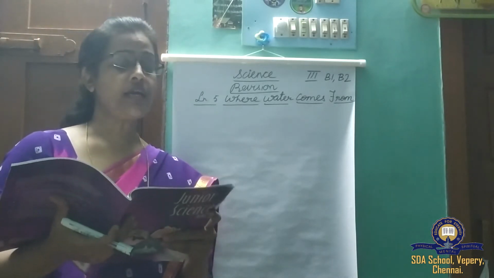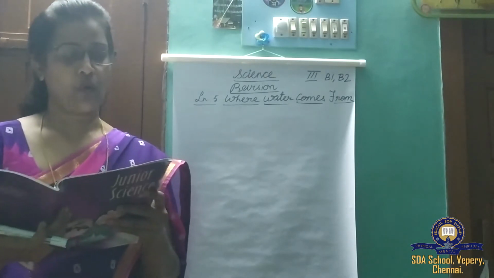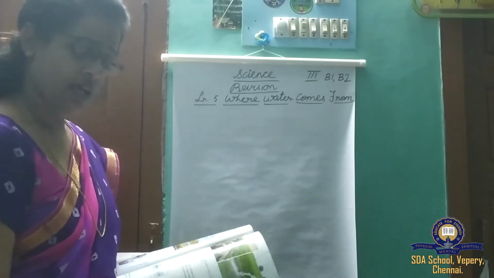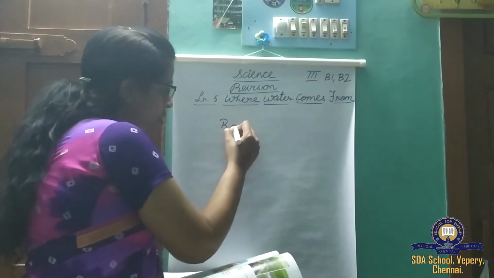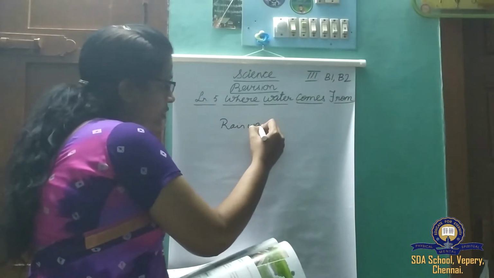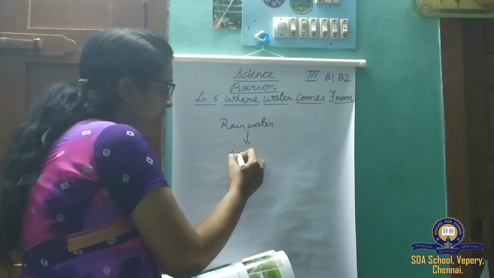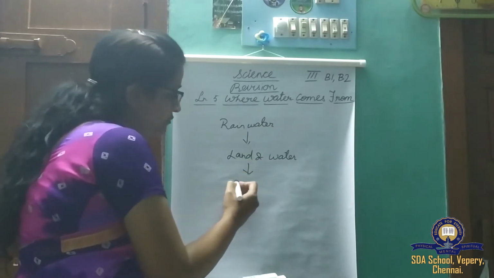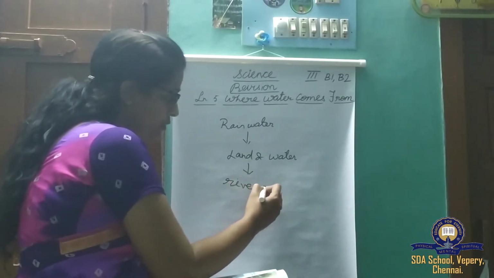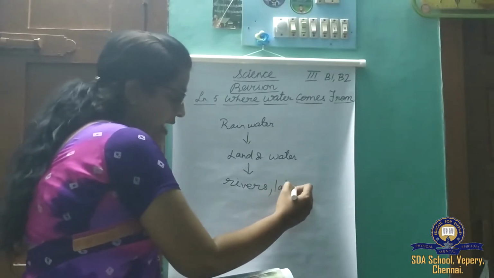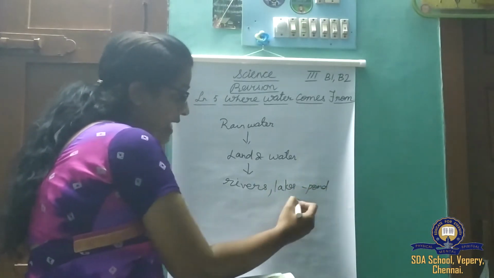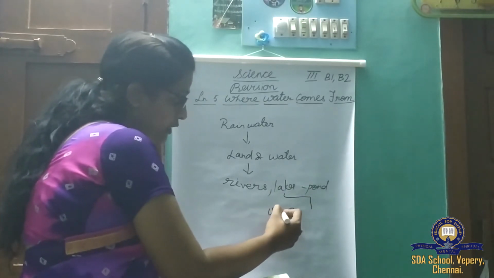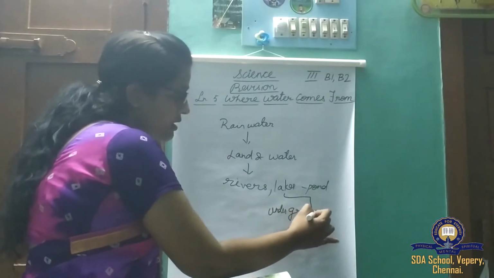We also take it from under the ground. How does the water come under the ground? Can we see? Yes. Rainwater falls over land. Some rainwater flows into rivers, lakes and ponds, and some goes into the ground, underground. This is called underground water.